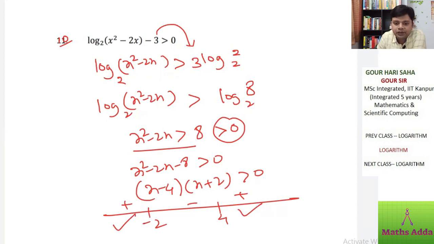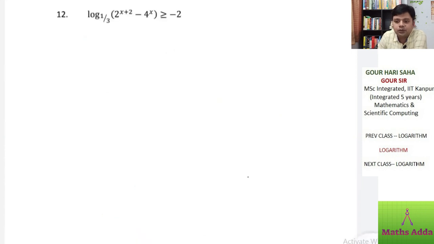So mine both will satisfy this one. So it is minus infinity to minus 2 union 4 to infinity. This is your final answer. This will be our last question for today.